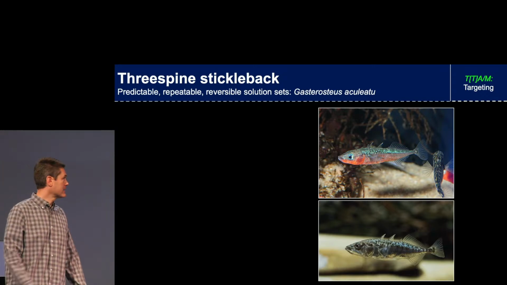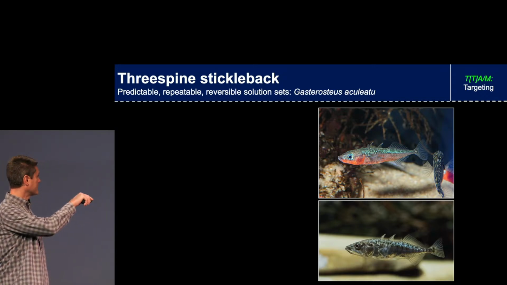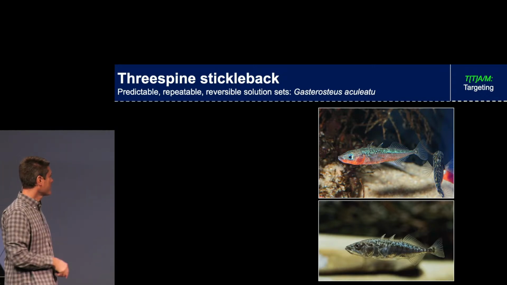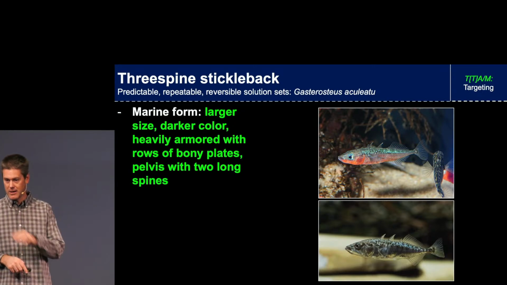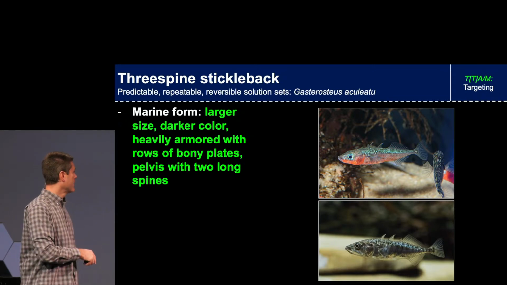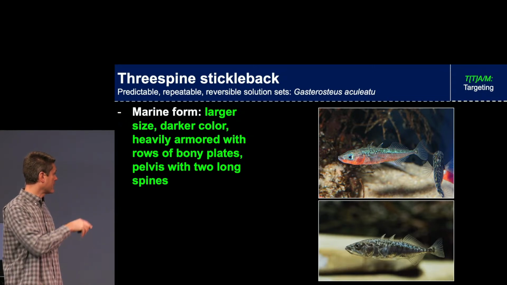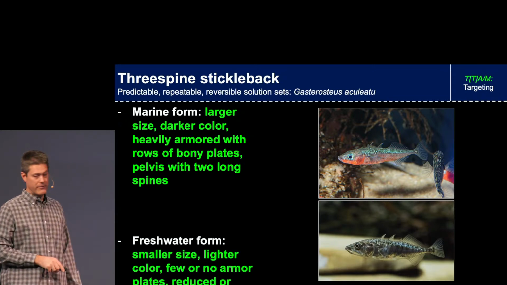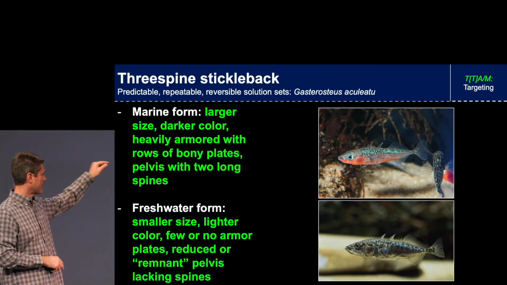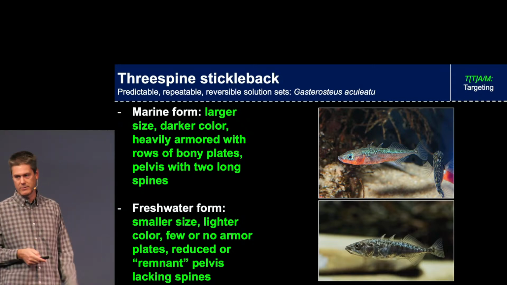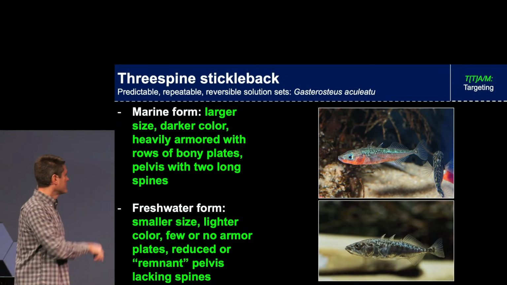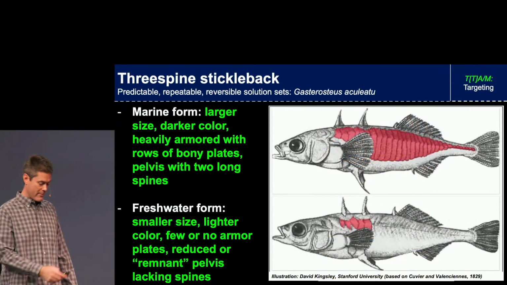Here's another example, 3-spined stickleback. This is a fish that has both marine and freshwater variants. The marine form is larger, darker color, has a lot of armored plates, and a pelvis with 2 long spines. The freshwater version is smaller in size, is lighter in color, it has few or no armor plates, and it has a reduced or remnant pelvis which doesn't have any spines. So here's just a drawing of what that might look like.